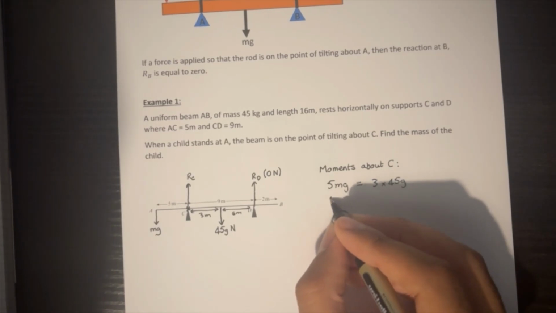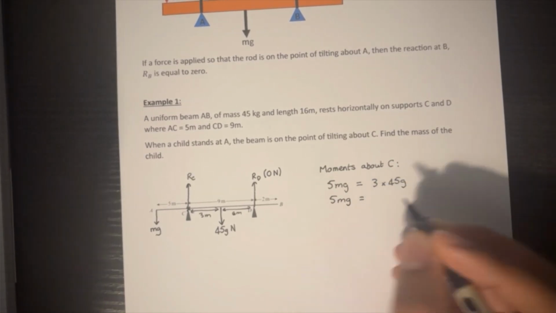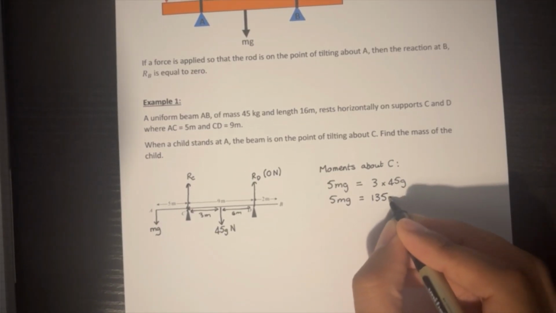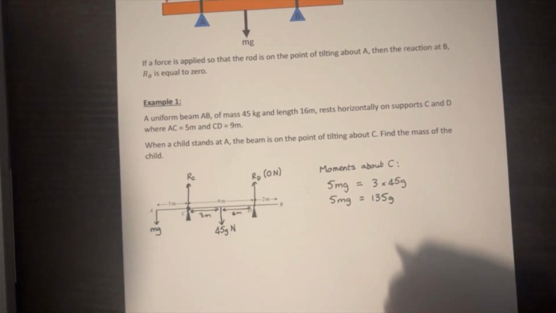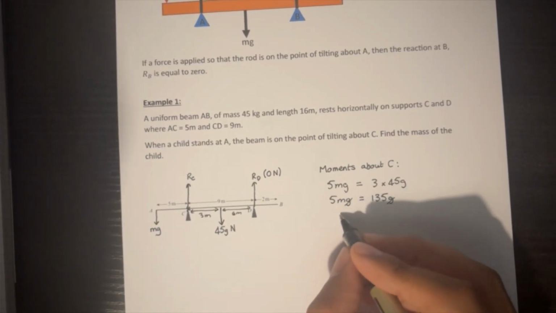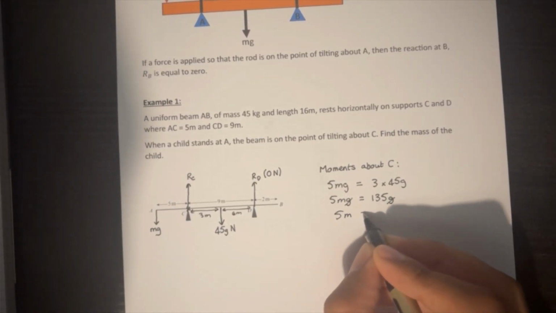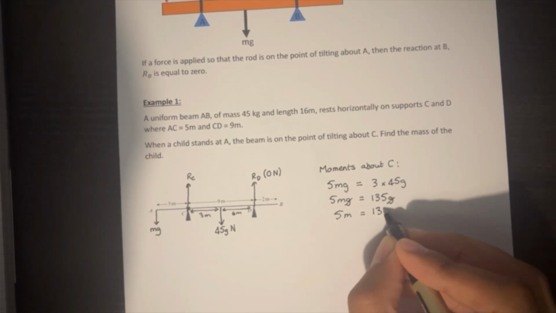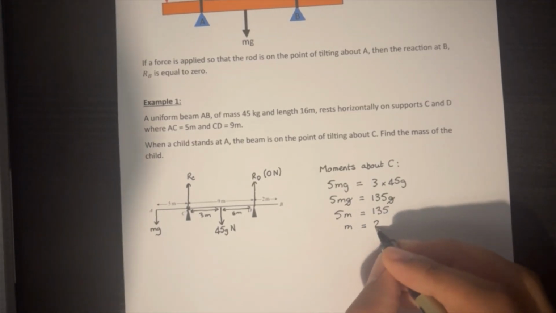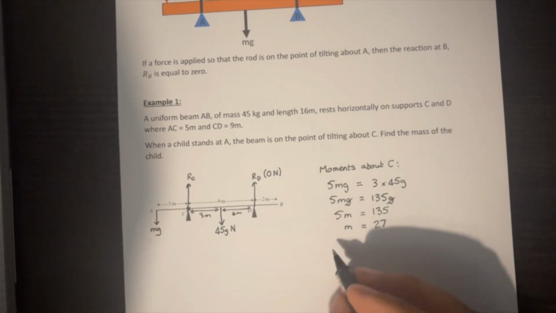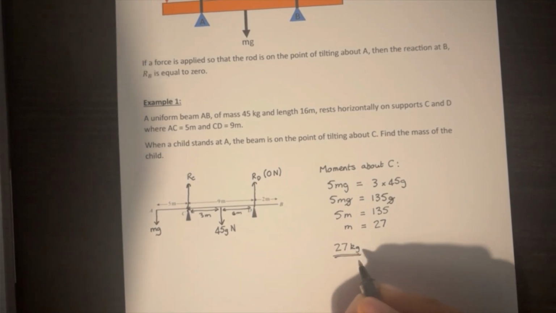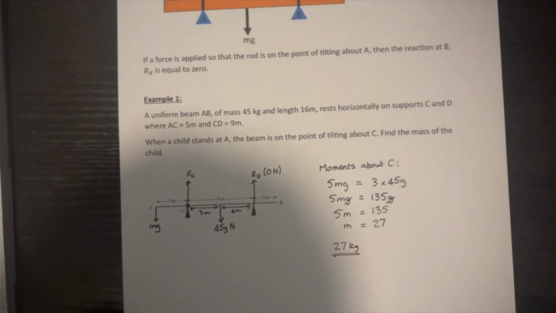So that 5mg must be equal to 3 lots of 45, which is 135. So 5mg is equal to 135g. Since g is on both sides, that cancels quite nicely. That leaves me with 5m equal to 135, which then tells us that m is equal to 27. So we've got that the mass is equal to 27, and we'll put our units there, 27 kilograms.